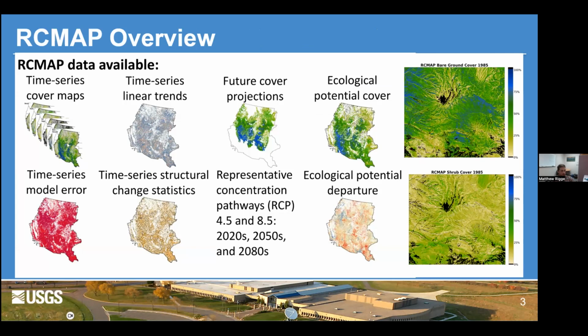We take those data and run trend statistics on them as well, of a couple different flavors of trends, both linear change metrics and what we call structural change. So these would be like significant break events in the time series where something significantly changed. Then we'd use the time series cover maps to predict future cover projections as well, using a couple different climate change scenarios.